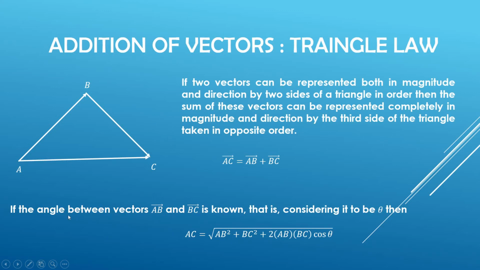Now if the angle between AB and BC is known, considering it to be theta, then the magnitude of AC is given by this expression. These are the magnitudes, not vectors. This is a very important expression, you will require it very often.